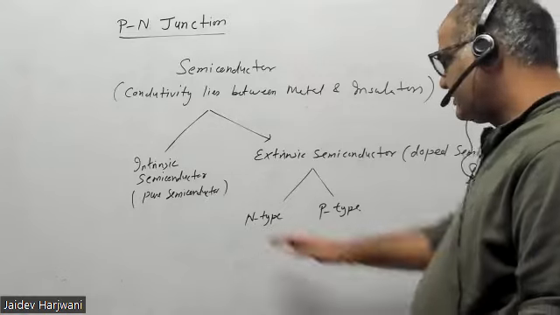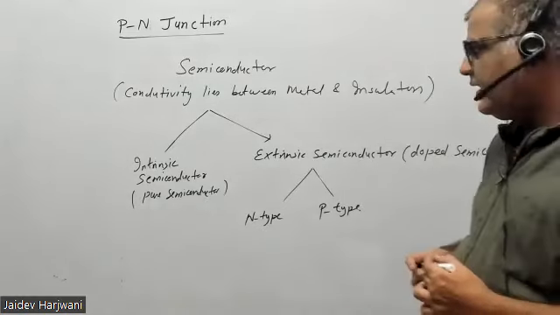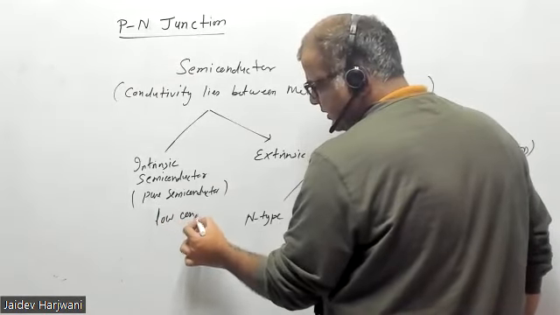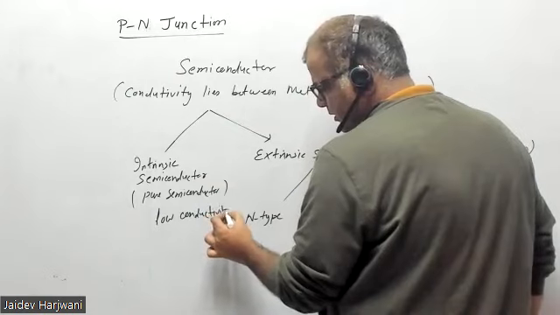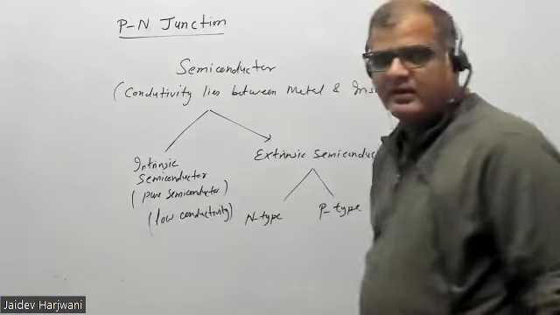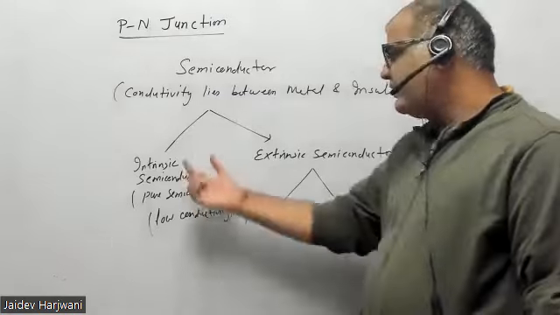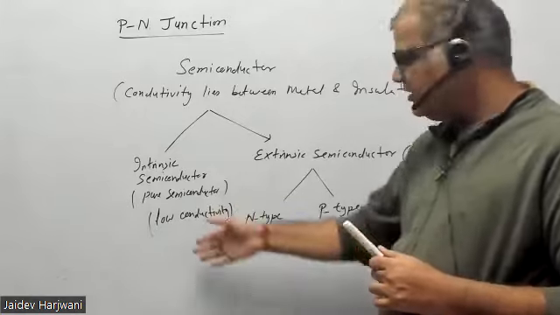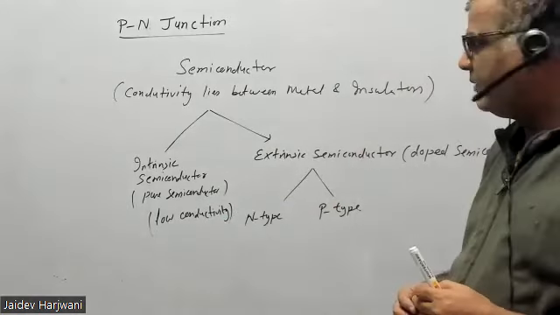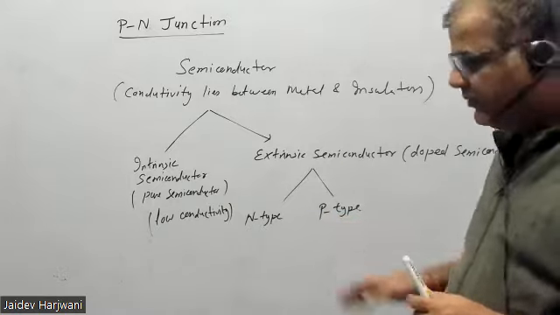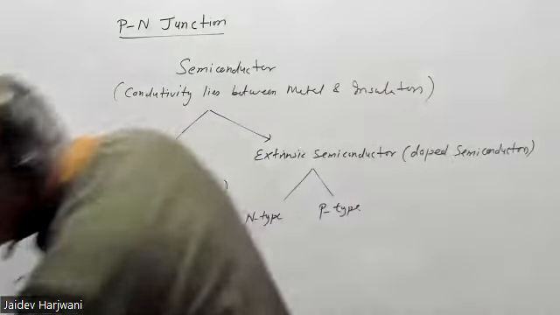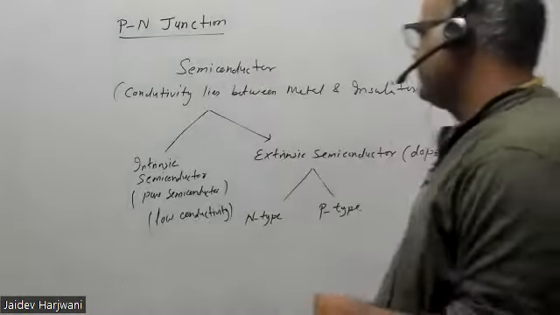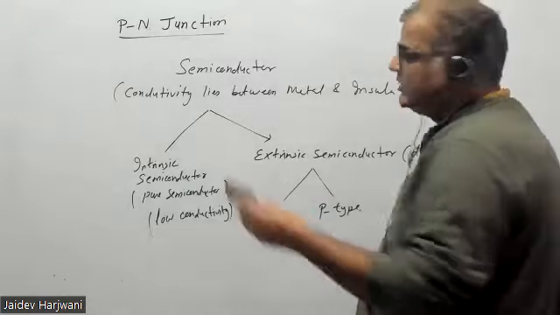Now let us understand what is intrinsic semiconductor, and why it has a very low conductivity. Because of low conductivity, they are not useful. So in order to make them useful for practical applications or making devices, we increase the conductivity by means of doping. First we'll understand why these materials have a low conductivity, then we'll discuss how we can increase the conductivity. So put the heading: intrinsic semiconductors.